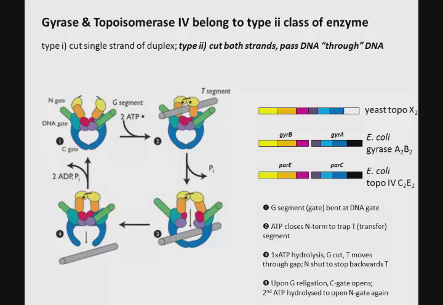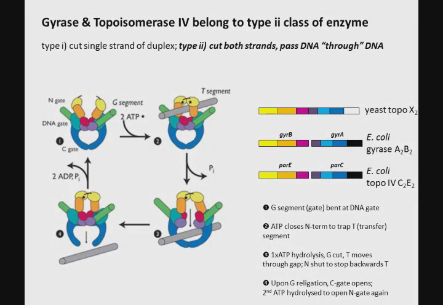And the first job of the gate is to bind the first segment of DNA, and this is coloured in green. And for reasons that I won't go into, that DNA is bent at the gate. Now, you imagine the rest of the genome is attached to this piece of DNA in green. You want to pass another part of it through it, and this is called the T segment for transfer segment, and this is in grey.